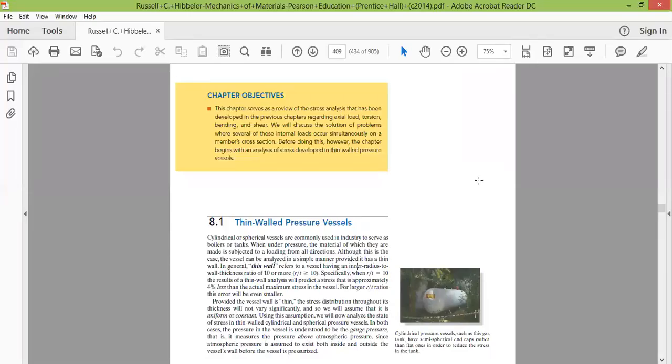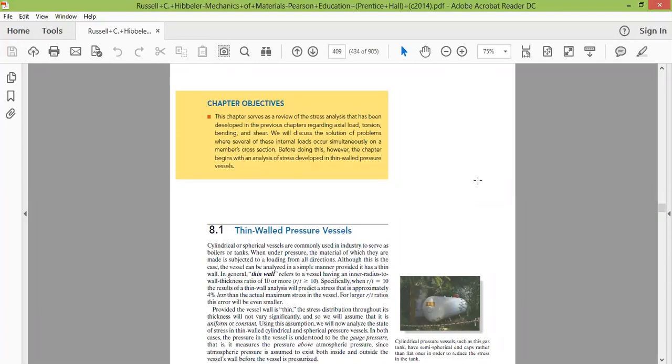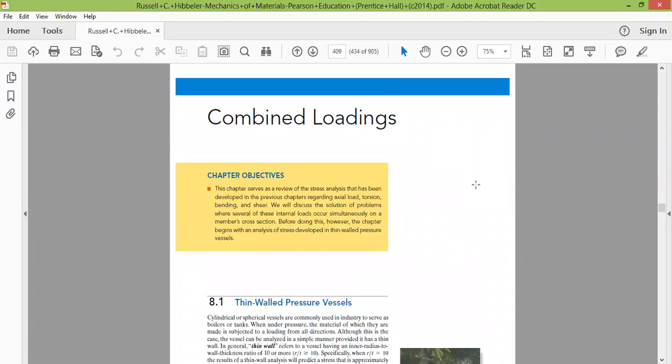Okay, welcome back to the class on mechanics of materials. Last time we were discussing a very important topic, that was the concept of combined loading. We have to discuss those structural elements or machine components which are subjected to more than one loading condition at one instant of time.